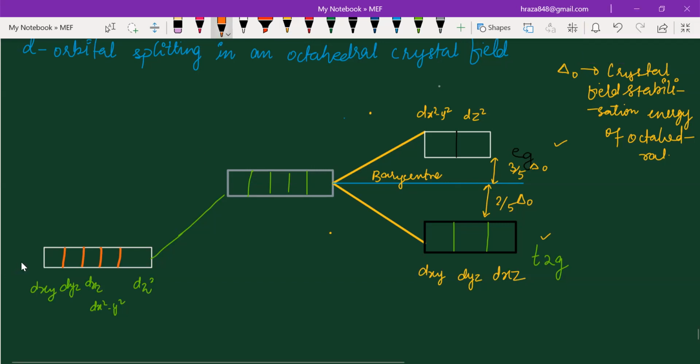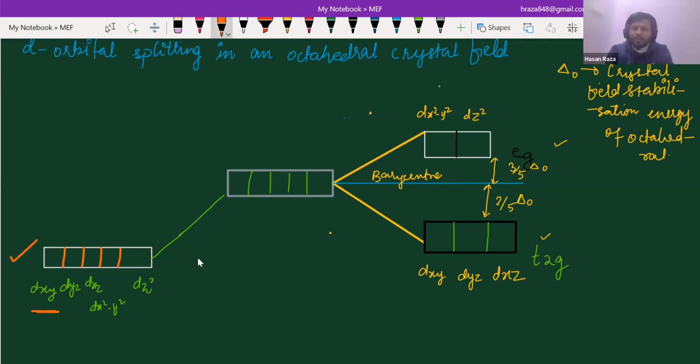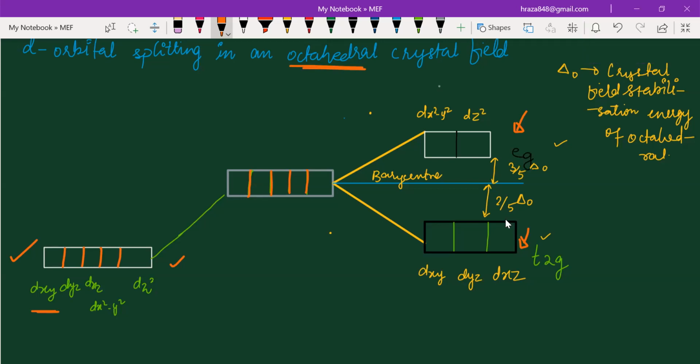See what happens when it is isolated, they will have the same energy. When it is about to bond, the orbitals will have higher energy than this, and then the d orbitals will split into two parts for octahedral complexes. It splits into eg and t2g. Are you getting my point? Yes, sir. And in t2g, you can see this is higher energy and this is low energy.